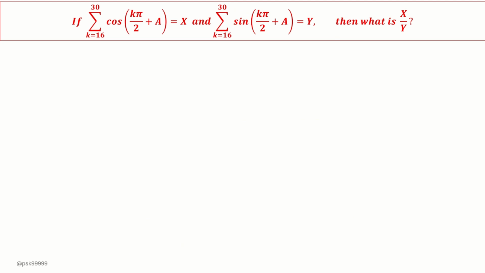If sigma of k from 16 to 30 of cos of k pi by 2 plus a is equal to x, and sigma of k equal to 16 to 30 of sine of k pi by 2 plus a equal to y, then what is x by y? So to find x by y, you need to first of all find the values of x and y. Okay, so let's do one of them first.